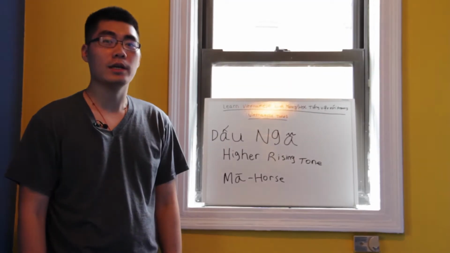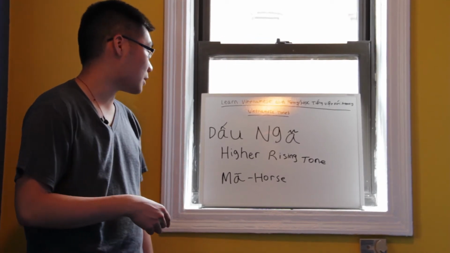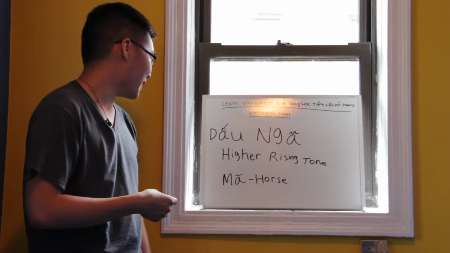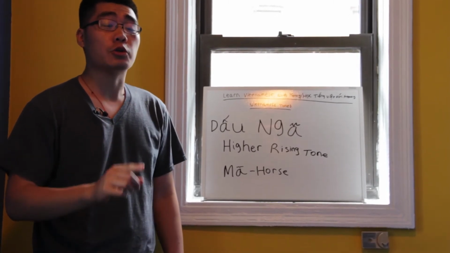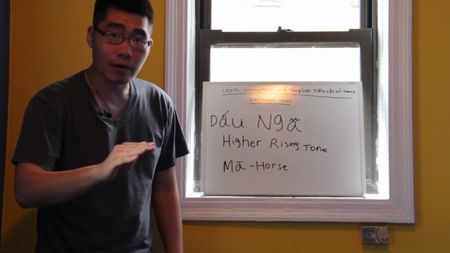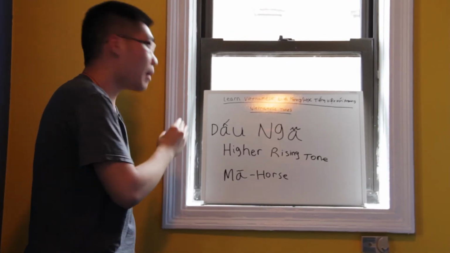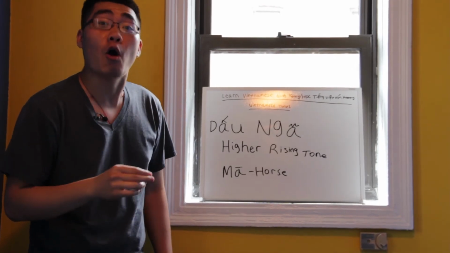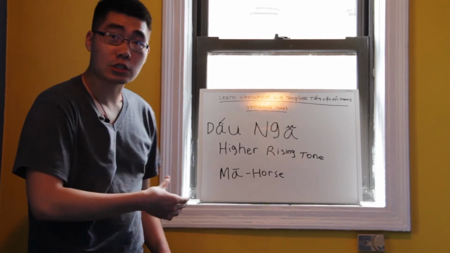Our next tone is called dấu ngã. In English, that would translate to simply the higher rising tone. In order to pronounce this tone, it's very unique. In other words, you are going to have to go down, go up, and go down again with your voice. For example, mã, which means horse. Mã. And that's how you pronounce this tone.